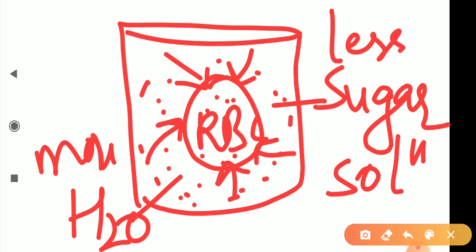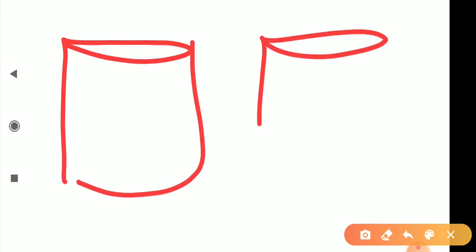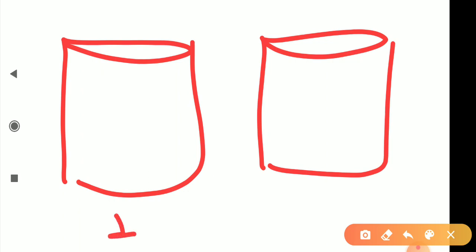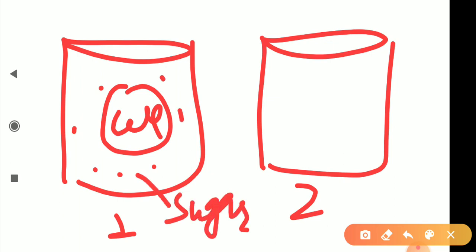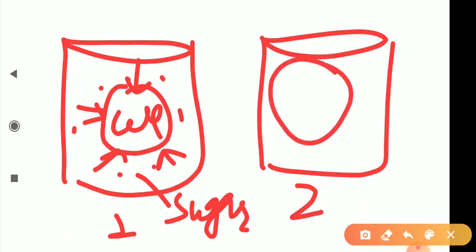And when it starts moving into the cell, the cell is going to increase in size compared to normal. For example, I am going to take these two beakers to compare those conditions. This is the previous one, the first condition, and this is after osmosis. This is that RBC, the cell, and this is the sugar solution. As I have told you, the concentration of water is more outside, so the water will start moving in and the cell now becomes big as compared to the earlier one.